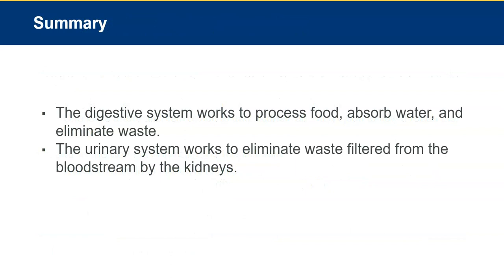Remember, the digestive system has that job of processing our food and absorbing nutrients, and then at the tail end, eliminating waste. The urinary system works in conjunction with the cardiovascular system to filter and eliminate waste from the bloodstream, from the kidneys, and that additional water that it helps regulate collecting in the bladder, and then you can eliminate it there.